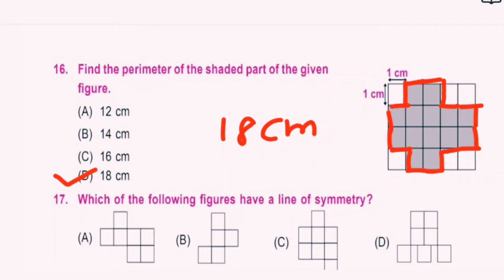Question number 17. Which of the following figures has a line of symmetry? Here in options A, B, C, we cannot make a line of symmetry, but in option D we can make a line of symmetry so that it makes two parts which are exactly similar. So here option D is the right answer.